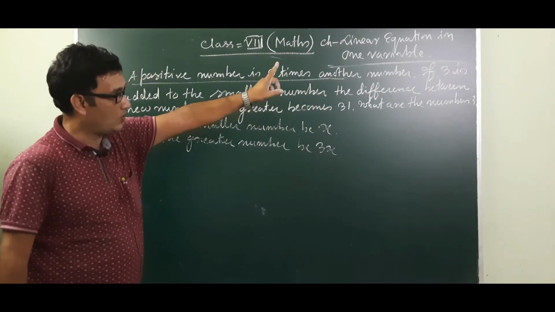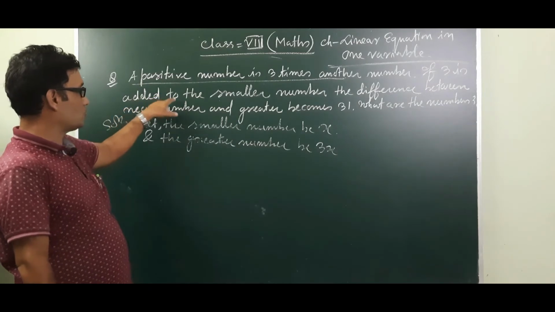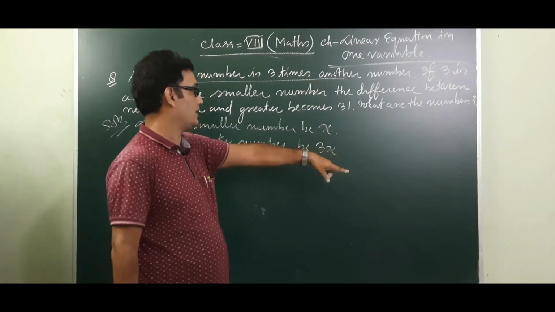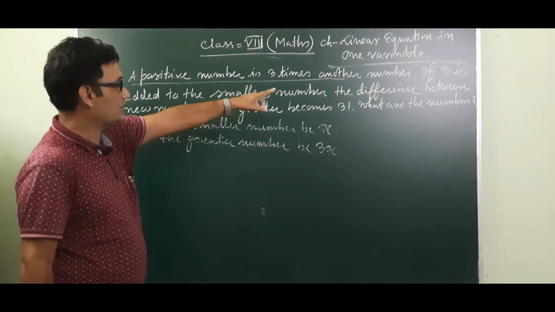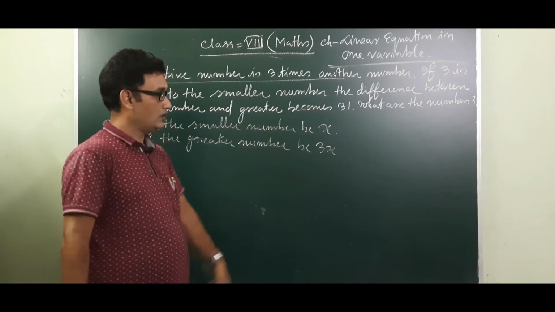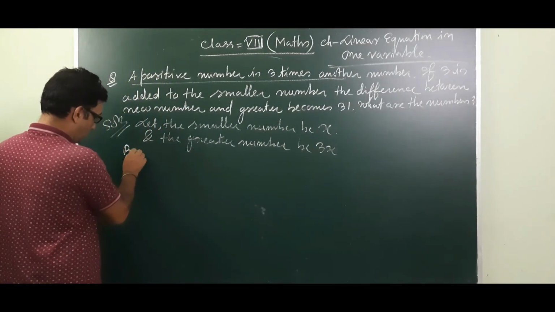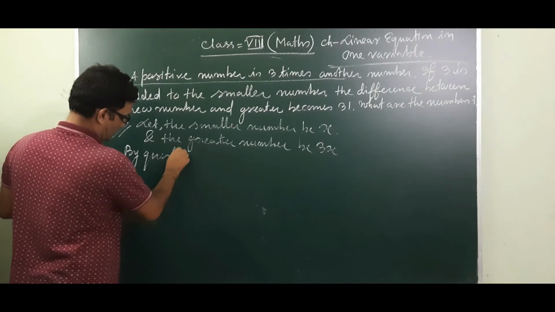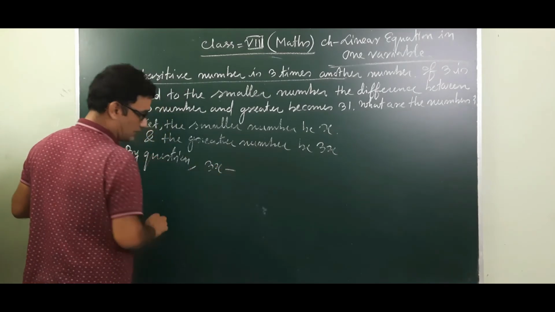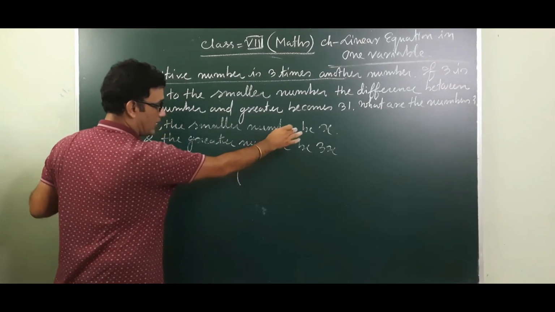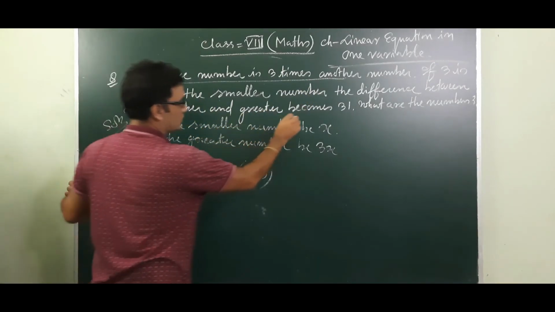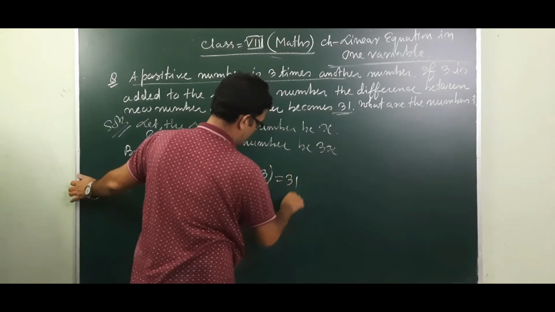First line is over. Now, if 3 is added to the smaller number, which one is that? This one. With this one, if we add 3, then what will come? Then the difference between the new number and the greater number is 31. So that means we will write the equation. By equation, what will we write? Here the greater number is which one? The greater number is 3x. Then difference means minus. With the smaller number we are going to add how much? 3. x plus 3. Then the result will come out how much? 31.